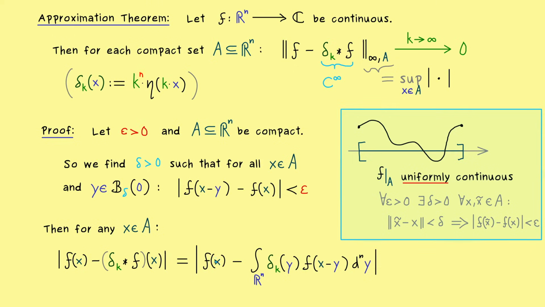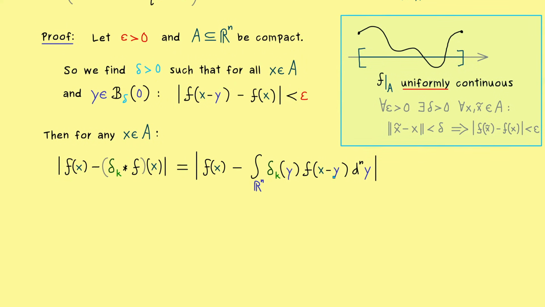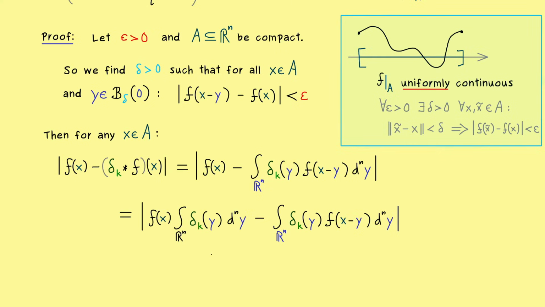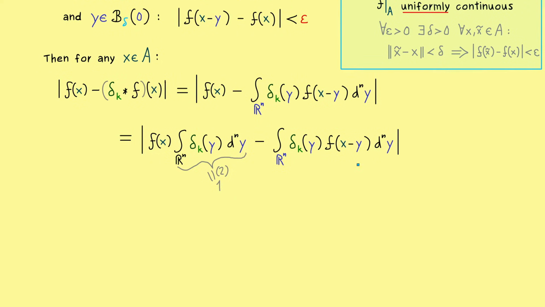And now you can see the idea here is that we also pull f of x into the integral. This is not a problem at all because we can artificially introduce a second integral as well. Namely because we know that the integral over delta k is equal to 1. So here we actually use our second property of the Dirac sequence. And there we can easily pull in our f of x and then we can put both integrals together. Therefore in the next step we only have one integral left.